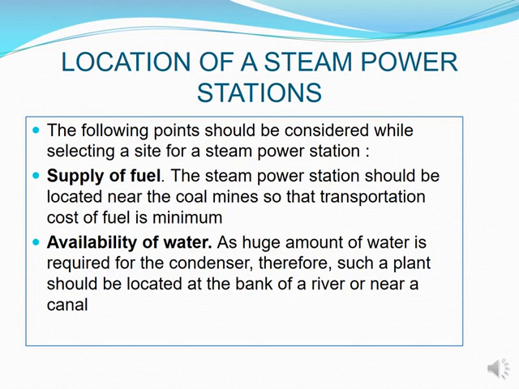So, how to best optimize the location of your power stations is to ensure that the following points should be considered when we're selecting its site. The first one is your supply of fuel. So remember, your fuel in this case was your coal. So we need to make sure that our power station in this case should be located near coal mines so that the transportation cost of the fuel is minimum.